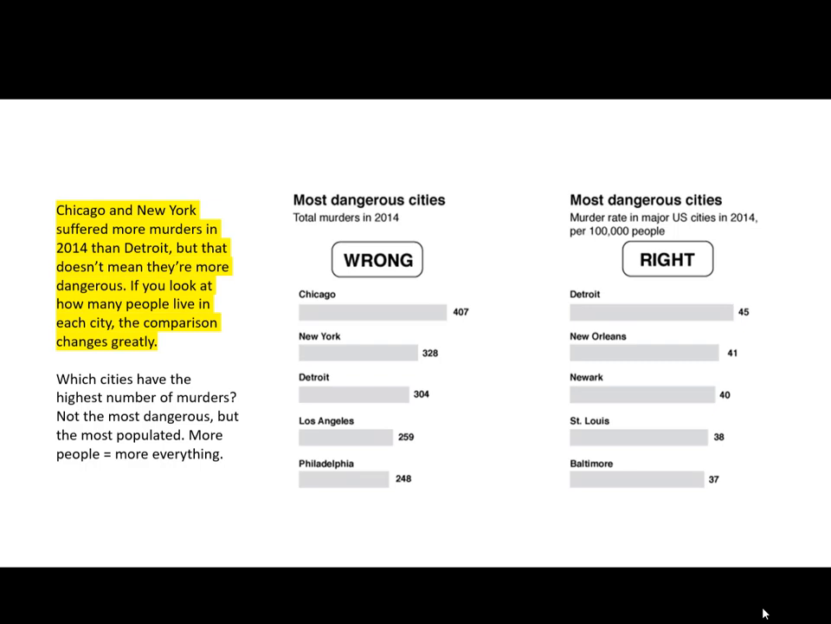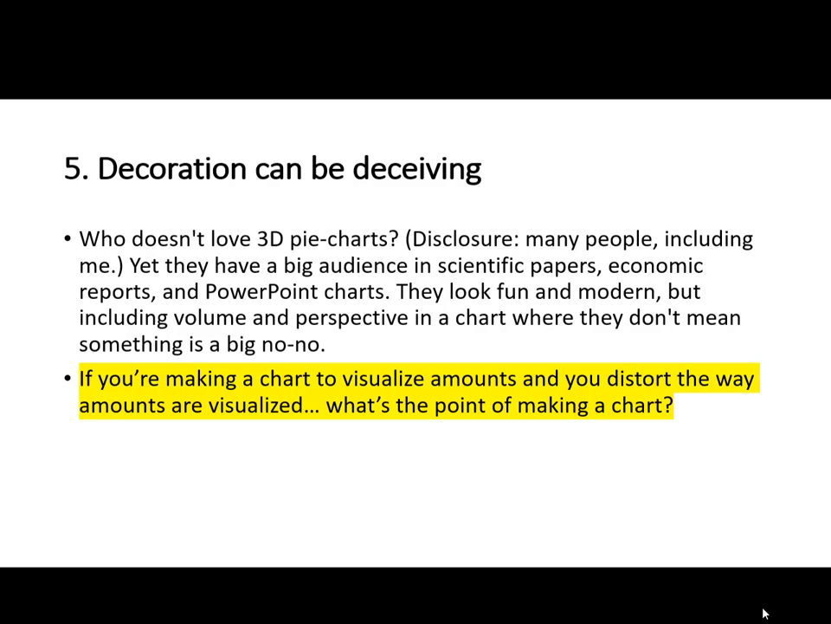Chicago and New York suffered more murders in 2014 than Detroit. But that doesn't mean they are more dangerous. If you look at how many people live in each city, the comparison changes greatly. As you can see on the left, we have Chicago and New York as first and second in rank, and if we compare depending on the population, Detroit comes number 1, followed by New Orleans.